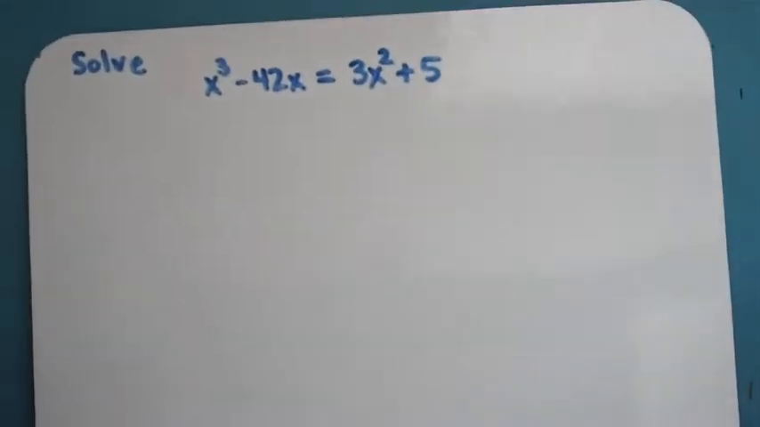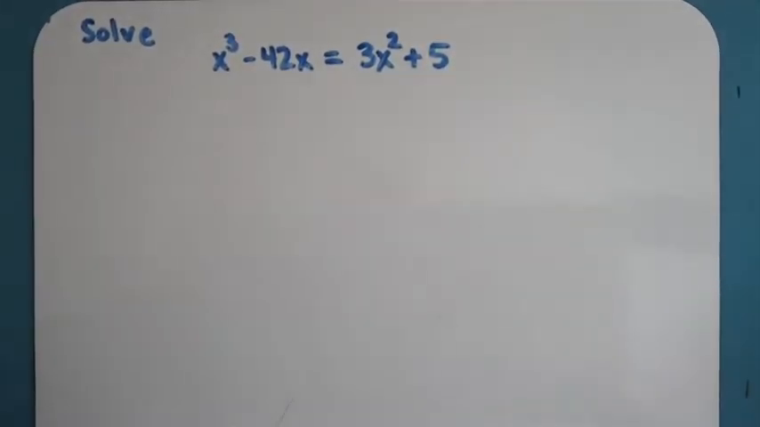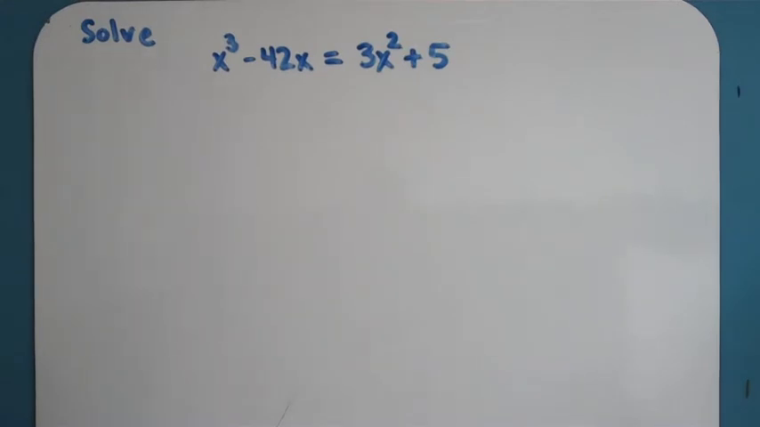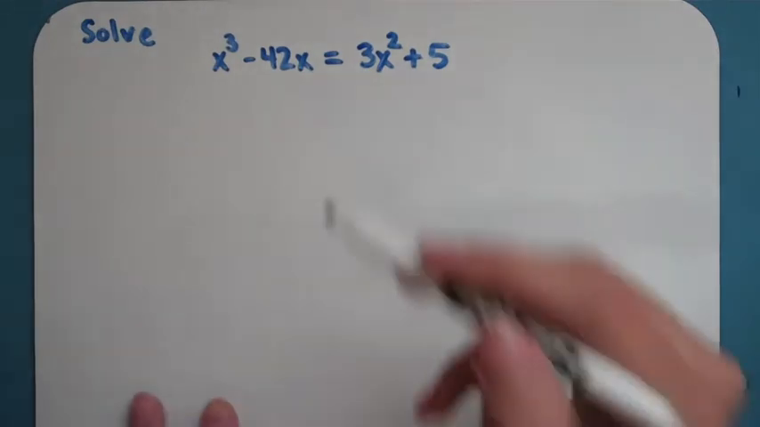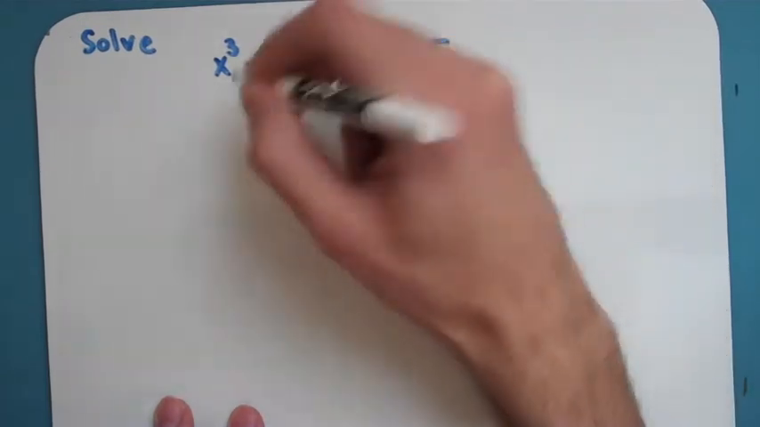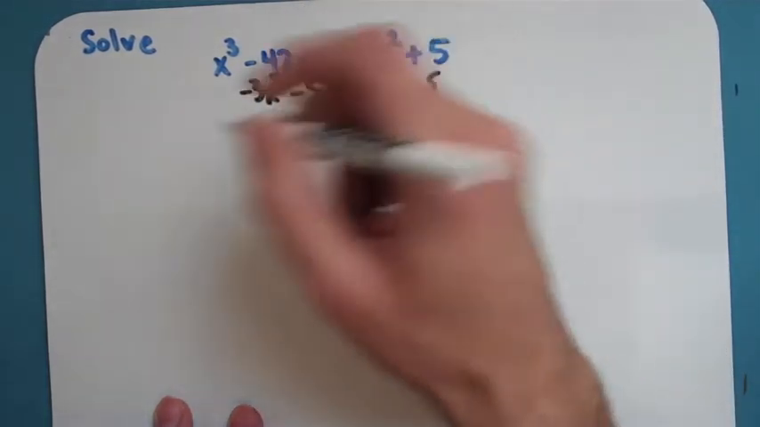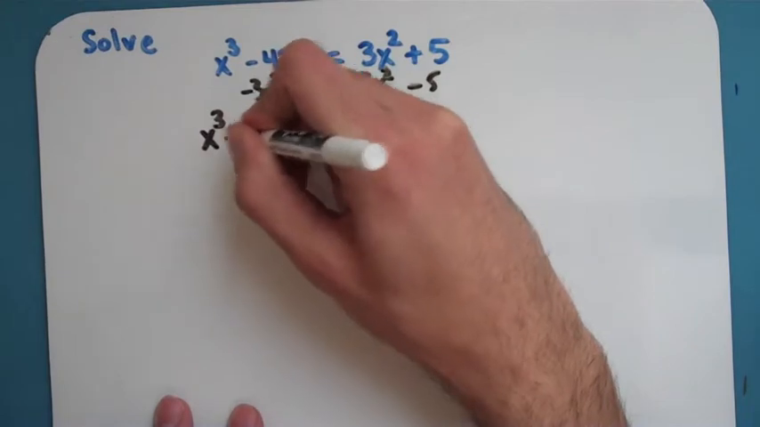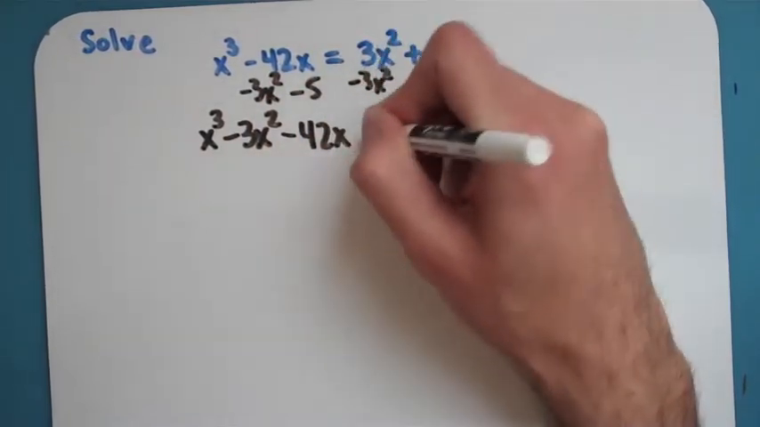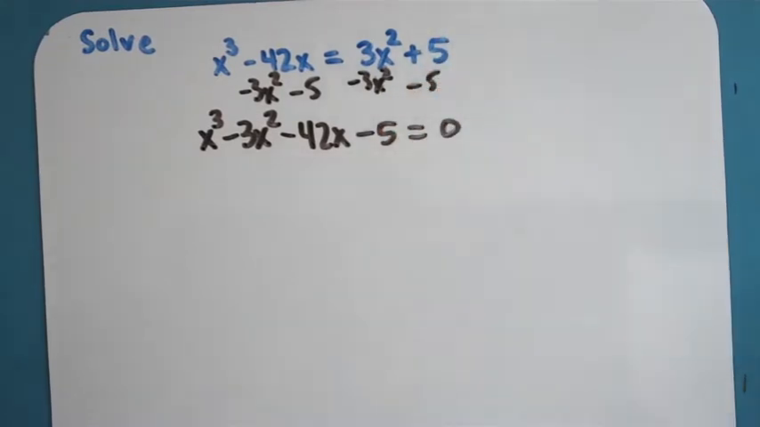So, let's say we were asked to solve this equation right here. According to our steps here, the first thing we want to do is make sure this polynomial is equal to 0. There's x to the third in here, it could be x squared, it doesn't really matter. You could even do this strategy on lines, but our basic idea is to make it equal to 0. So we'll do our minus 3x squared and our minus 5, nothing too crazy here. We end up with x to the third minus 3x squared minus 42x minus 5 equals 0.